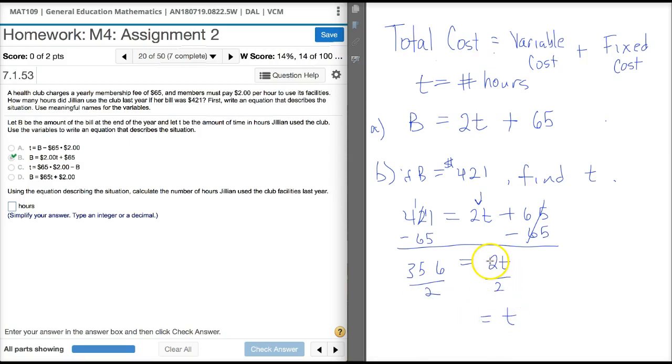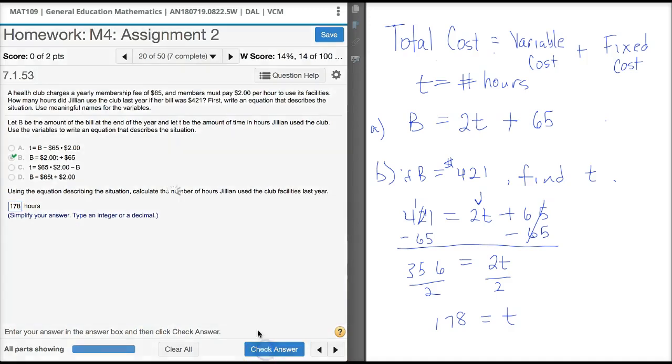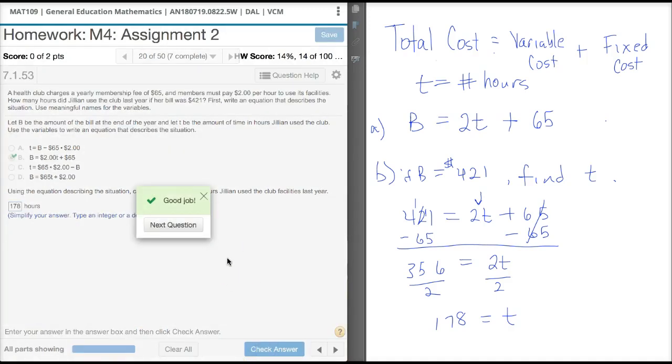We know that we get T here because 2 divided by 2 is 1, and 1 times T is T. And of course, if we get half of 356, that's just going to be 178. And so that means that Jillian spent 178 total hours in the gym or in the facility. I'm just going to double check my calculations just to make sure everything is good. And it looks like it is. And we're good to go.